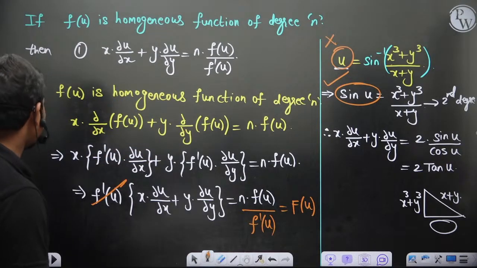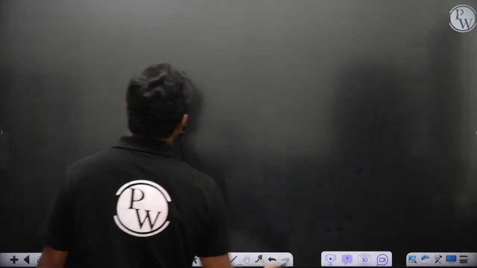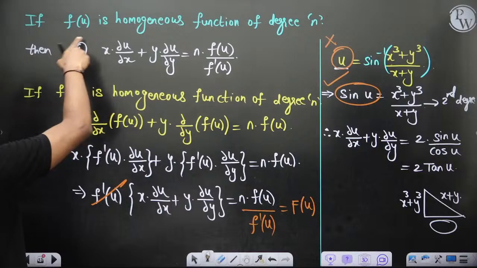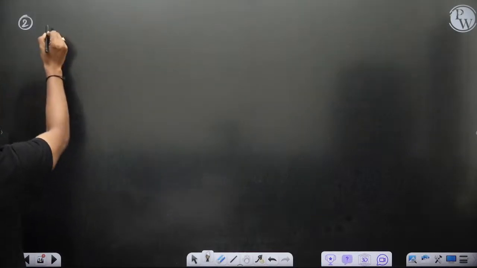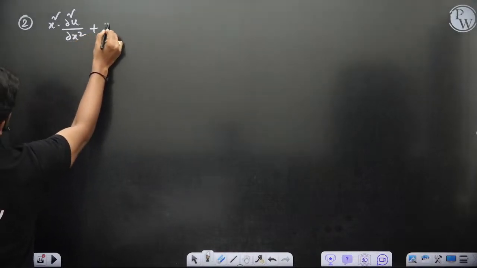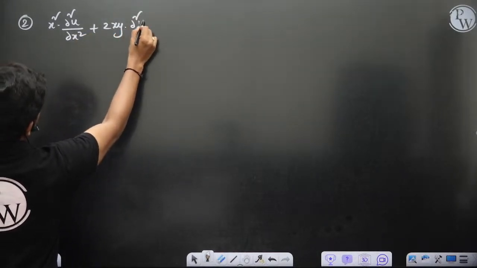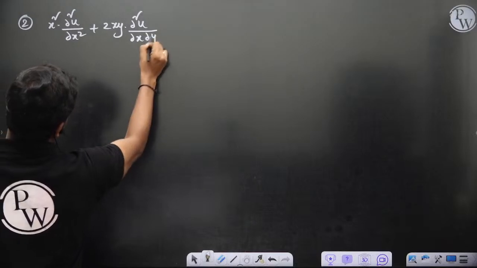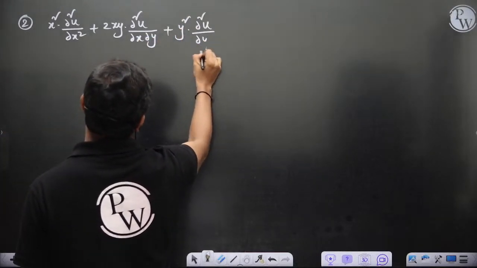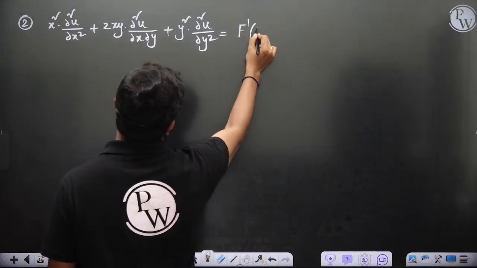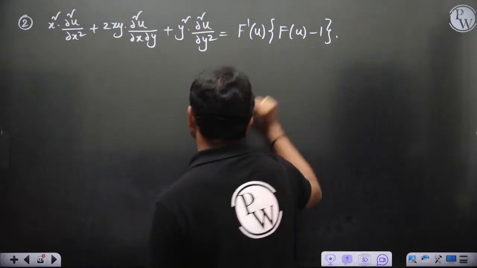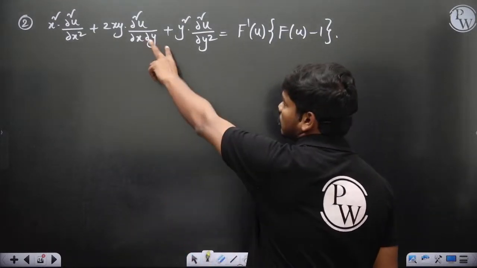Let's see one second case, where I'll just give the formula, because showing it would be very lengthy. In such case, if f of u is homogeneous, the second point is x square times dou square u by dou x square plus 2xy dou square u by dou x dou y plus y square times dou square u by dou y square. This is equal to f dash of u times of f dash of u minus 1. I'm not showing the derivation as of now because these calculations would be slightly lengthy.